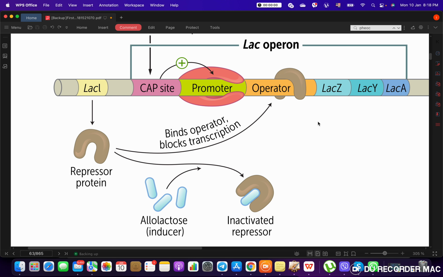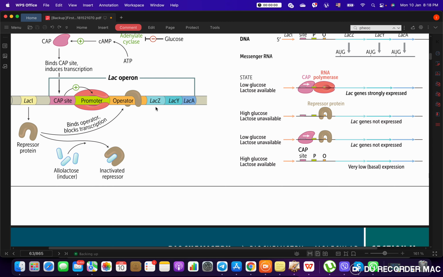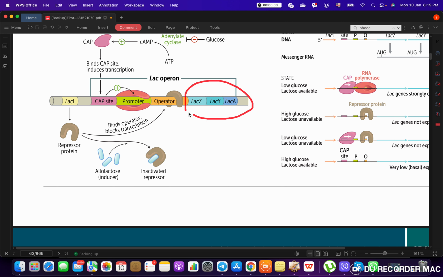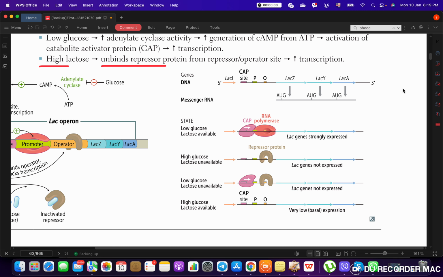The answer is yes. If it moves forward, it will lead to activation and gene expression of the LAC Z, Y, and A. What do these genes make? Enzymes, absolutely enzymes. And these enzymes are responsible for the metabolism of lactose into glucose and for using it for energy for the bacterial cell.